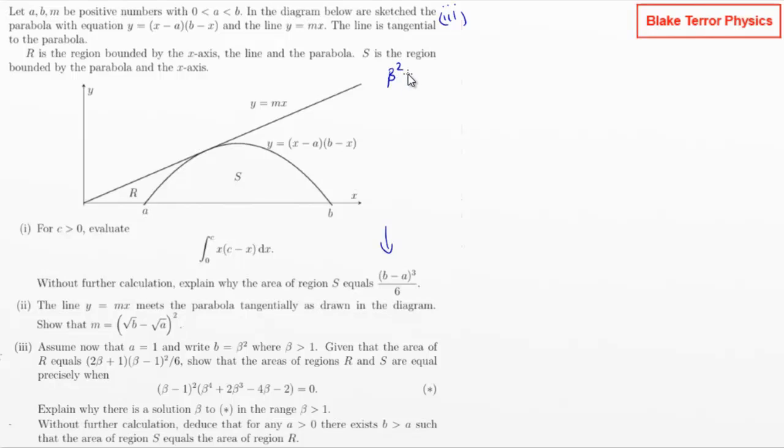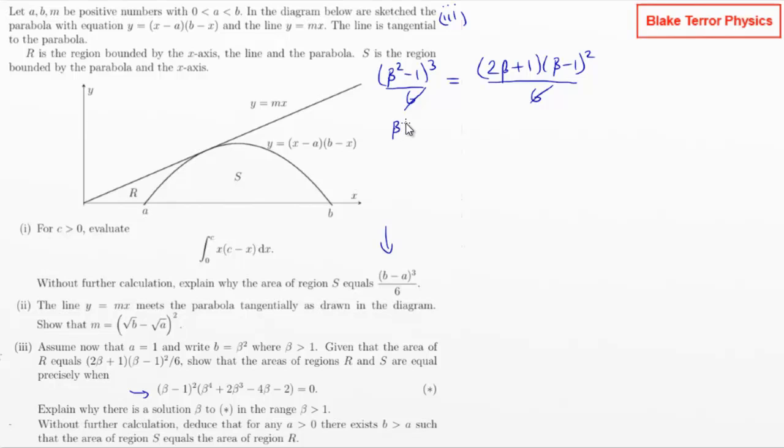Give myself a bit more space. Beta squared minus A, and A is 1. So beta squared minus 1 cubed over 6 has to be equal to, and they've given us R, haven't they? Yeah, here we go. So it's 2 beta plus 1 times beta minus 1 squared over 6. So clearly the 6's don't matter, so let's forget about those. And what sort of thing are we working towards? We've got a beta minus 1 squared here, because we've got a difference of two squares on the left-hand side, and then we just have to expand things out.